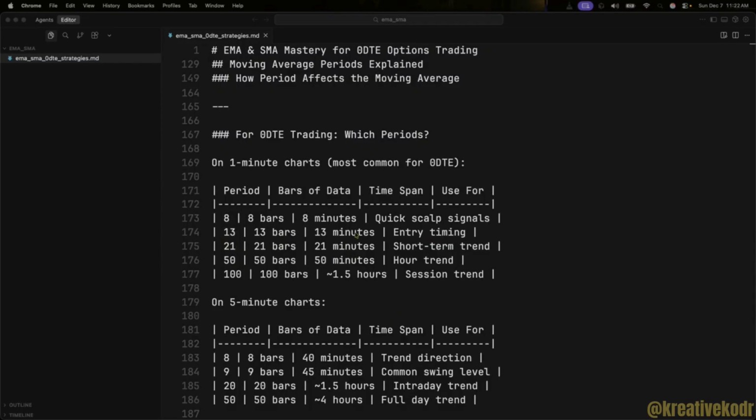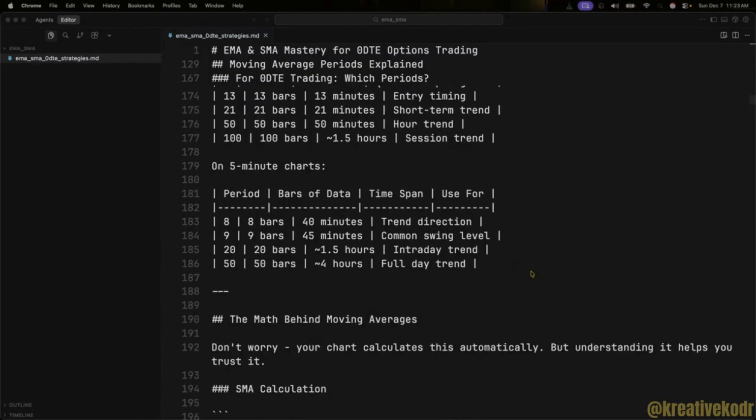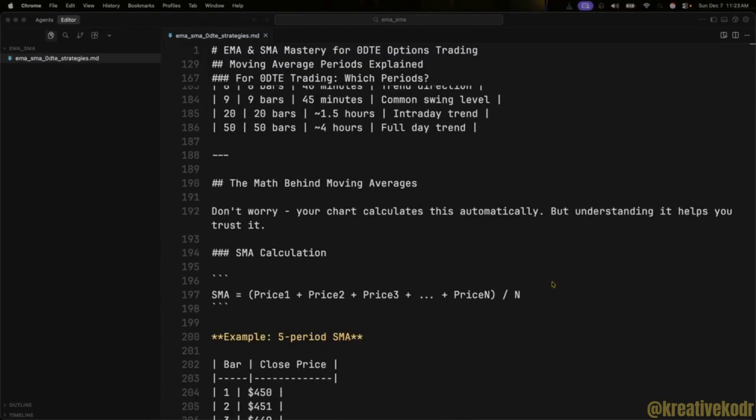13 bars is 13 minutes, entry confirmation, and this is probably where I'll stop. 21, it depends on the strategy, so let me not say that. 21 bars, so 21 minutes, short-term trend. 50 bars, 50 minutes, an hour trend. 100 bars, 1.5 hours, a session trend. And normally our strategies or our bots trade for maybe 2 hours max, right? So we'll get into that.